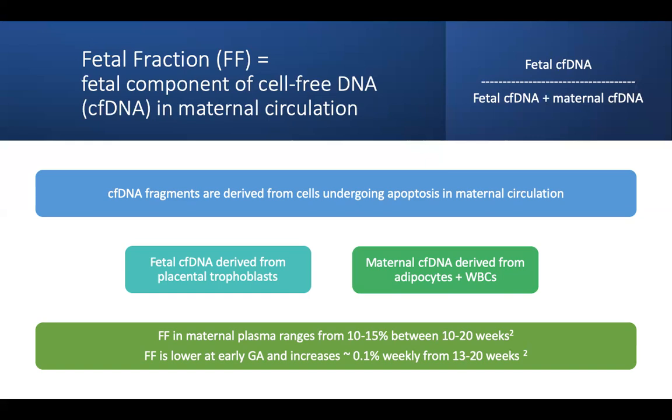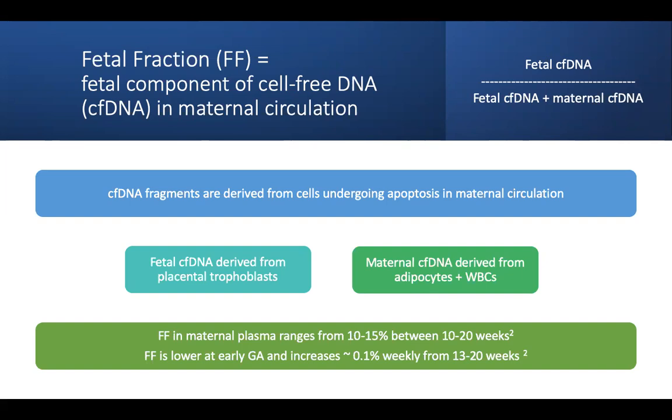And then you're going to have a maternal portion, and that is coming from the adipocytes, or the fat cells, as well as some white blood cells. So we can calculate that fetal fraction by taking that placental trophoblast and dividing it by the total cell-free DNA in the sample. Studies have consistently shown that fetal fraction tends to average around 10 to 15% in the first trimester and early second trimester. And fetal fraction is lower in earlier gestation due to placental size.